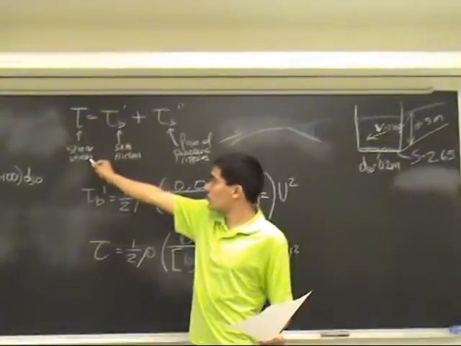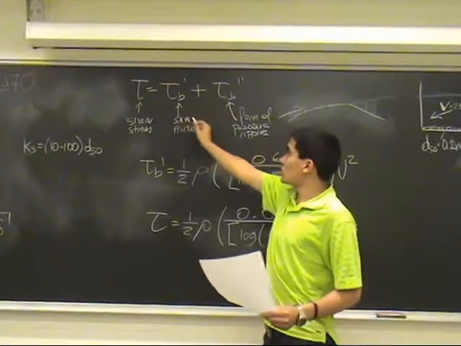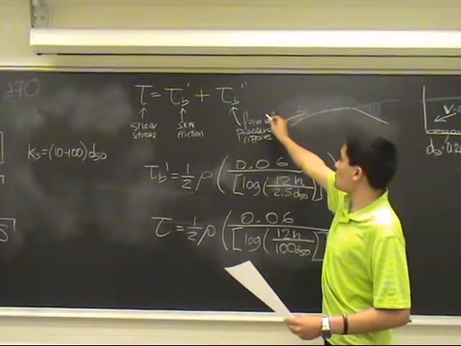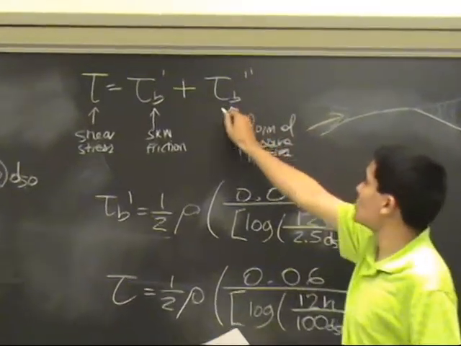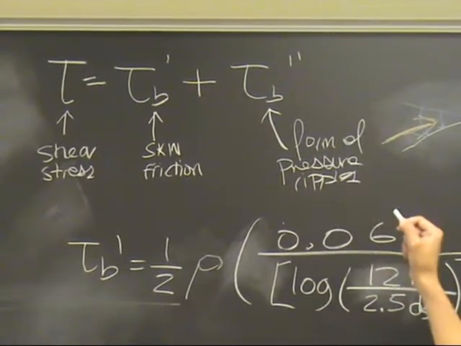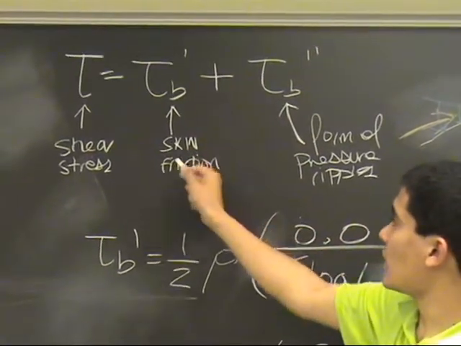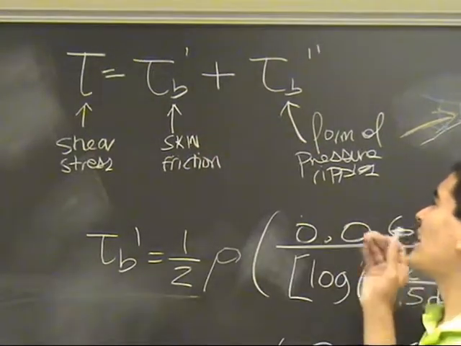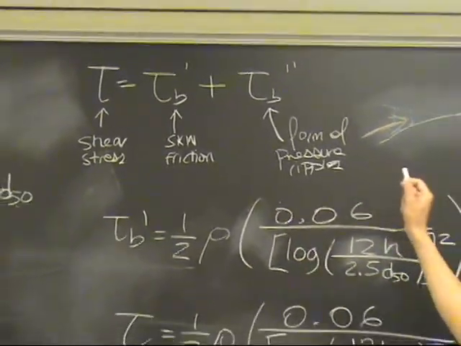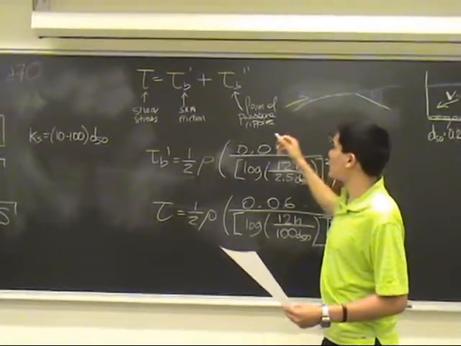So, the total shear stress on a channel, which is basically that over there, is the summation of the effective shear stress plus this double prime shear stress that is created due to pressure on the ripples. So the effective shear stress is basically a local stress that a sediment particle feels in the bed of the channel.